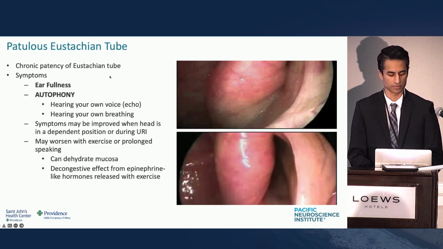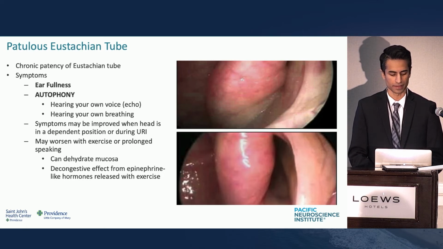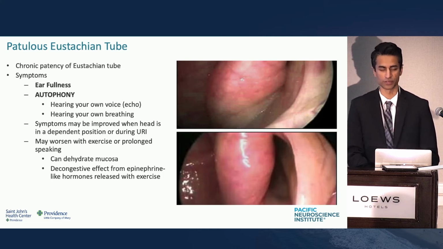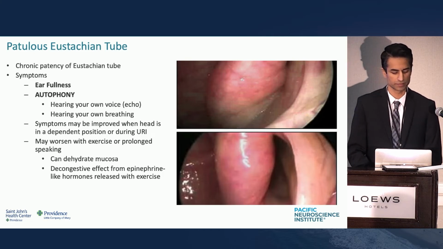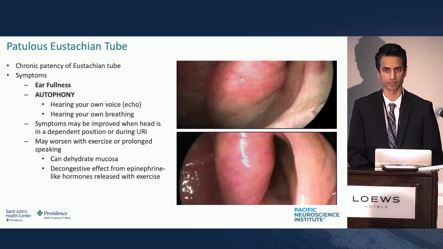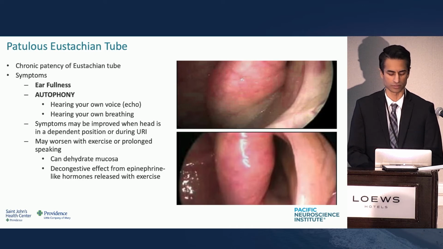Again, the symptoms can be similar in that they'll complain of a plugged, full sensation in their ear, but the differentiating thing that I see is autophony, which means they hear the echo or resonance of their own voice in the ear, or they'll hear their own breathing in their ear. A lot of times symptoms are improved when the head is in a dependent position, like when they're lying down or when they have an upper respiratory infection, just because that causes more edema within the Eustachian tube and fixes this condition in a way.